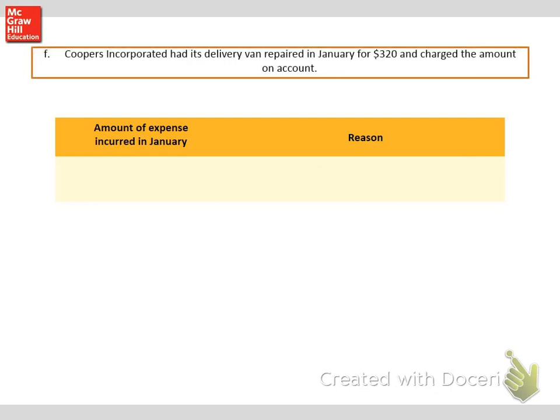Yes. And then Cooper's Incorporated had its delivery van repaired in January for $320 and charged that amount. So is that an expense in January? Yep. And they're going to charge it, so it's going to be van repair expense, some type of an expense, right? And credit accounts payable, yes. I knew where you were going with that.